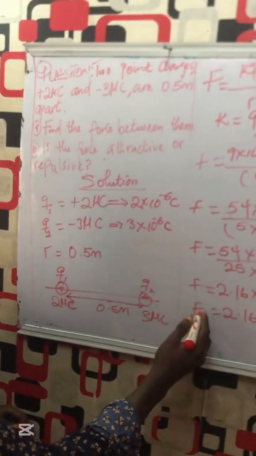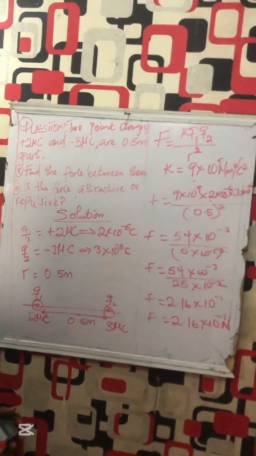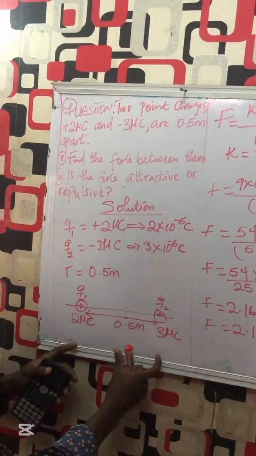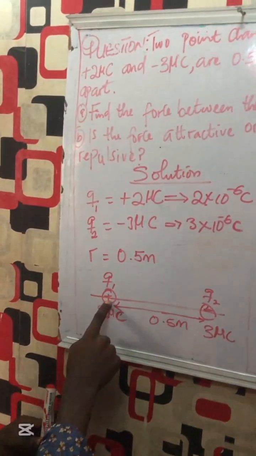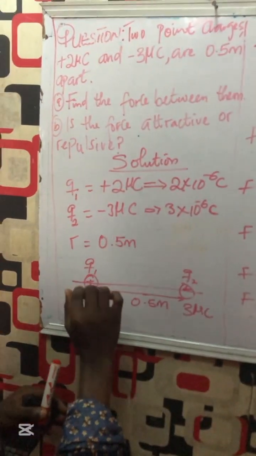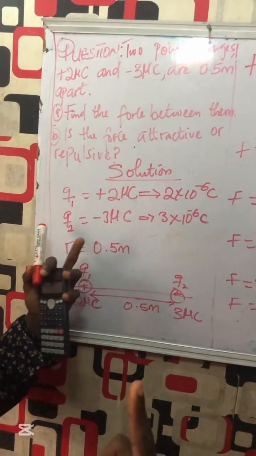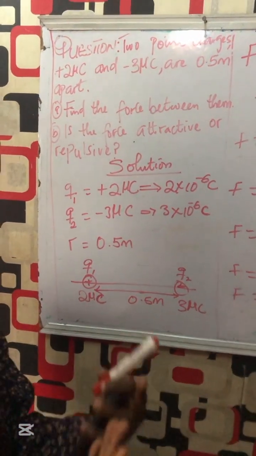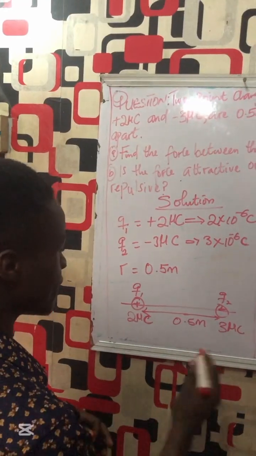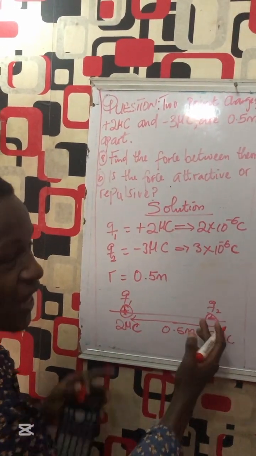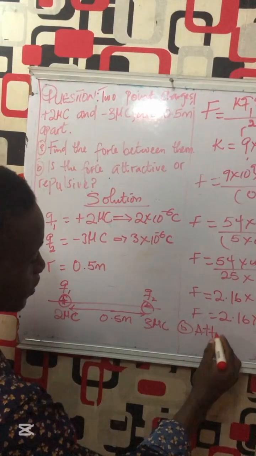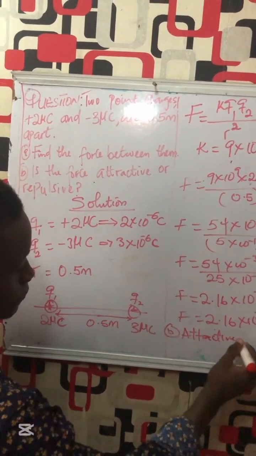So now we've solved for our value of F, and the second question says, is the force attractive or repulsive? Back to our schematic diagram. We know that this is positive and this is negative. We should also know that when two opposite charges are brought together, they attract, while two same charges repel. That is it. So from here, this is a positive charge and this is negative. They are opposite, so they attract. So the answer is they are attractive. Thank you.